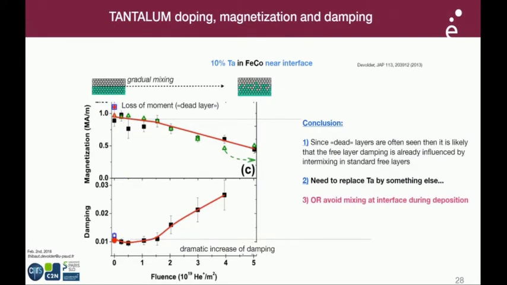So my message is, as soon as you have dead layers in these systems, and this is generally observed in tantalum, cobalt, iron, boron systems, you expect that you've already degraded your damping substantially. So if you see a dead layer, it means you can optimize structurally your sample and you will gain in damping. So either you replace tantalum by something else or you avoid mixing at the interface.